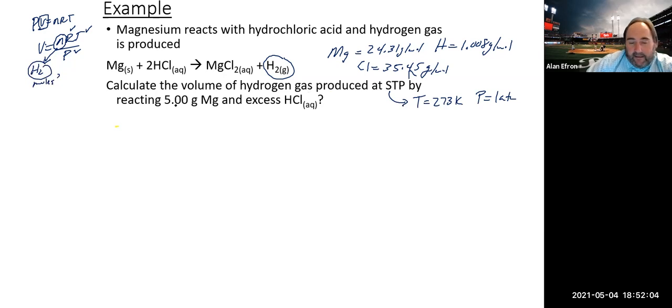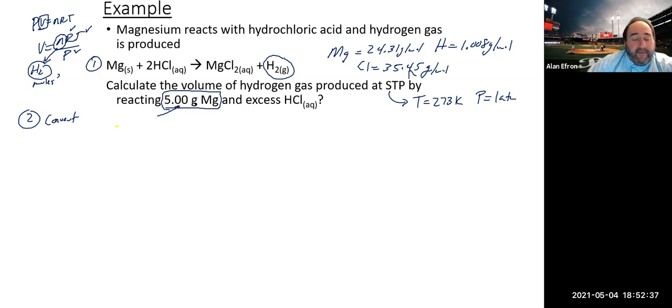If we take that out of play, we pretty much just have 5 grams of magnesium left, which obviously we can't directly get to H2, but we can do some stoichiometry to get us there. So we'll start with our normal starting point, which is the balanced equation. I see a coefficient, so I'm hopeful that it is balanced. Our next step is to convert to moles, and this is really the only piece of information that we can convert to moles.